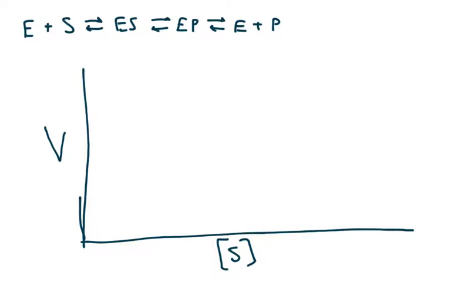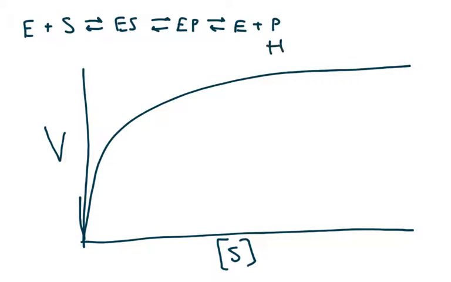This makes a characteristic shape called a hyperbola. So this is a hyperbola. That means that we have an asymptote, or a graph that approaches but never reaches a certain value. In this case, we call this value Vmax. Vmax just means the maximum velocity that the reaction can reach.